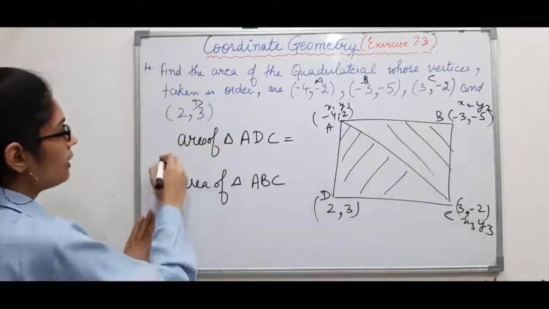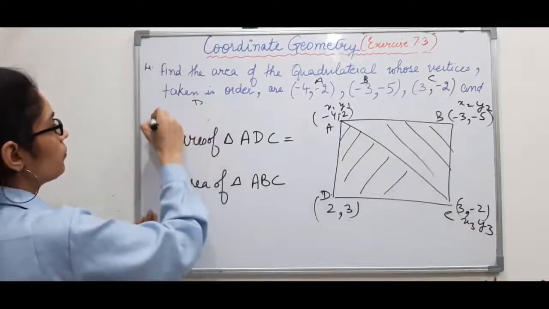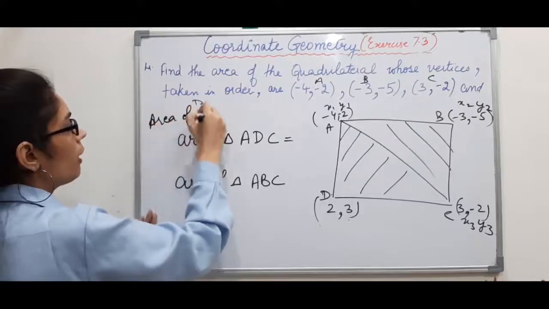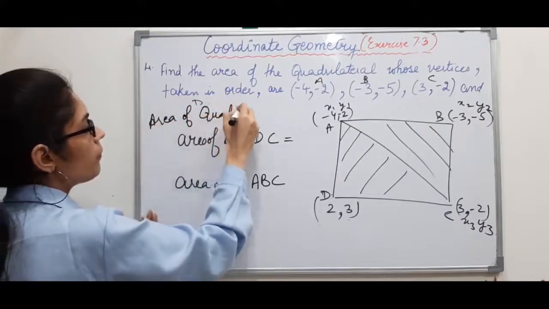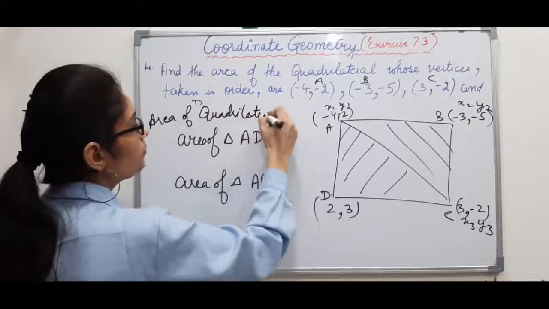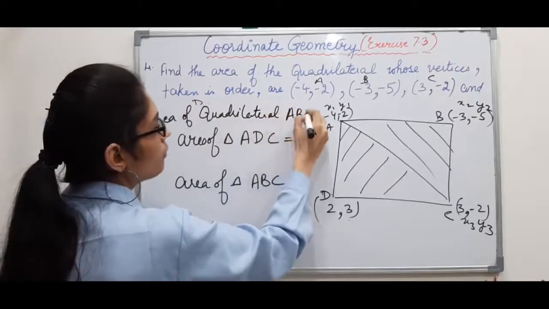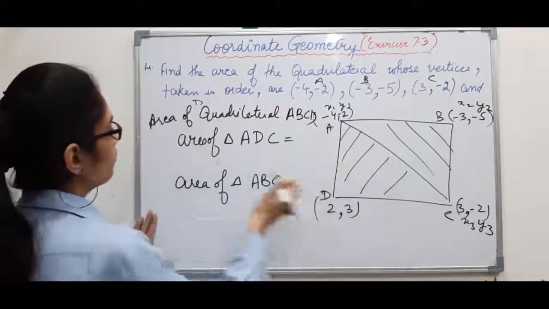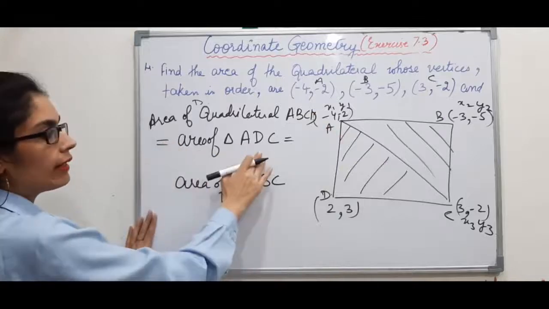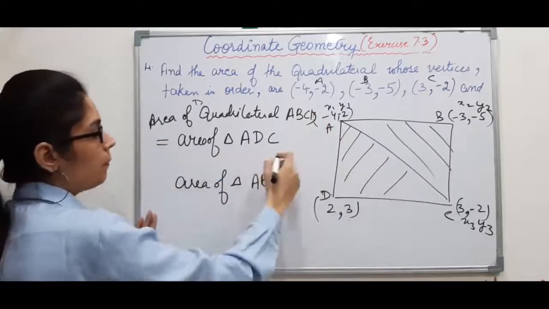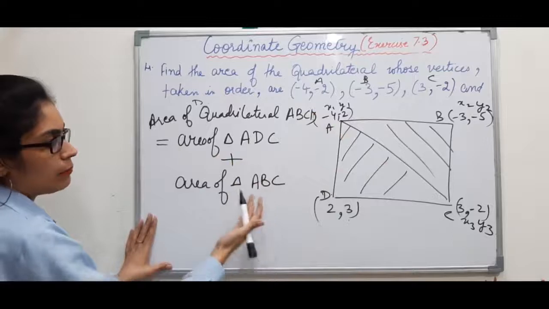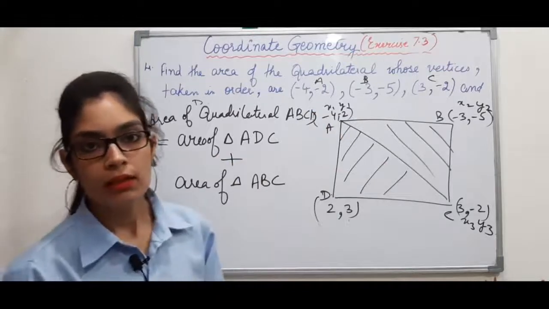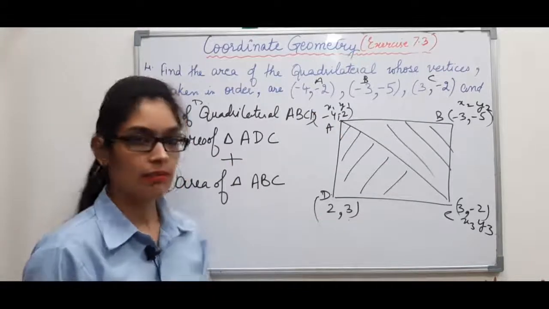So you can write area of quadrilateral ABCD, because the name of the quadrilateral is ABCD, we have given the points, is equal to area of triangle ADC plus area of triangle ABC. So the simple formula of area of triangle we have to apply.